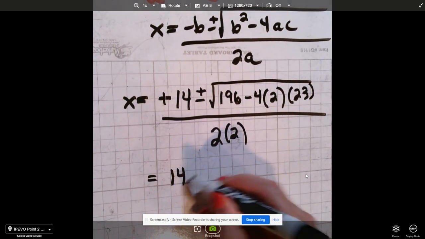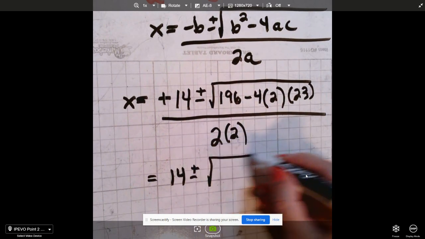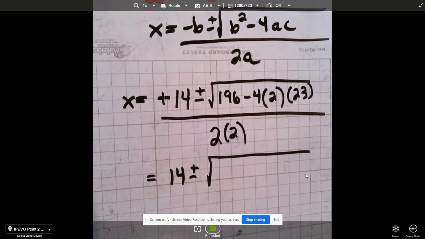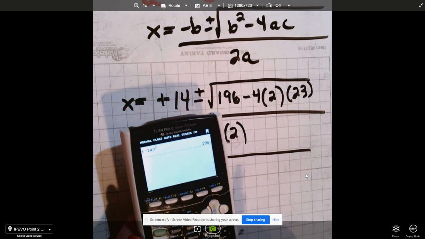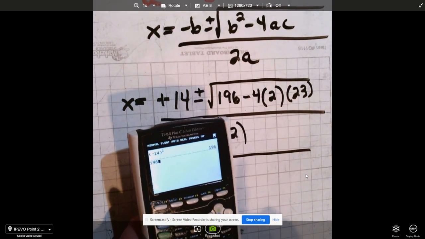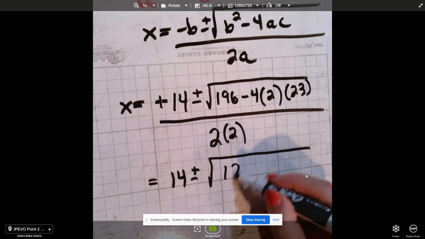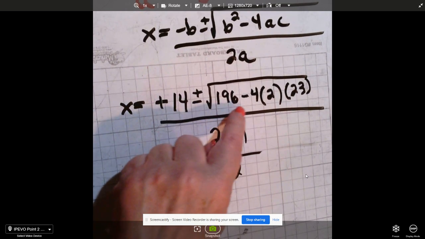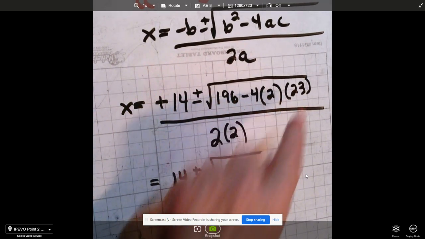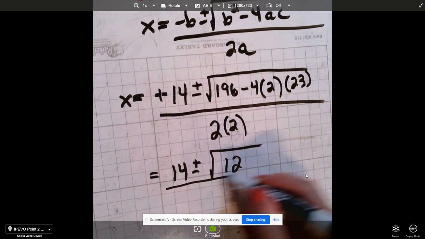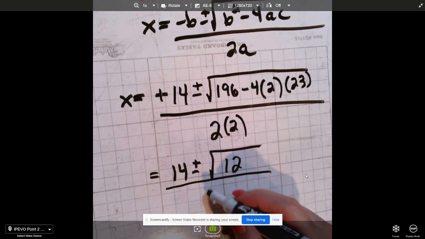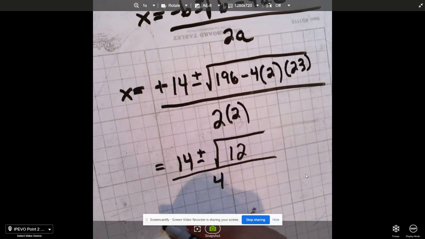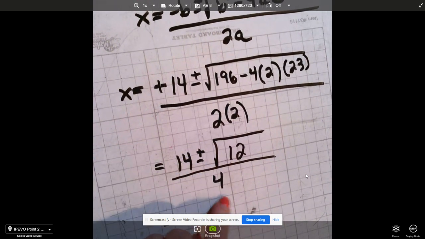So the 14 is still there, plus or minus the square root. And I'm just going to grab my calculator and do all of that math in my calculator. So I'm going to go 196 minus, and I'm going to do parentheses, 4 times 2 times 23, which is going to be 12. So this whole number here, 196 minus 4 times 2 times 23, simplifies down to 12. And I'm going to divide that by 2 times 2, which is 4. So this now is 14 plus or minus the square root of 12 over 4.